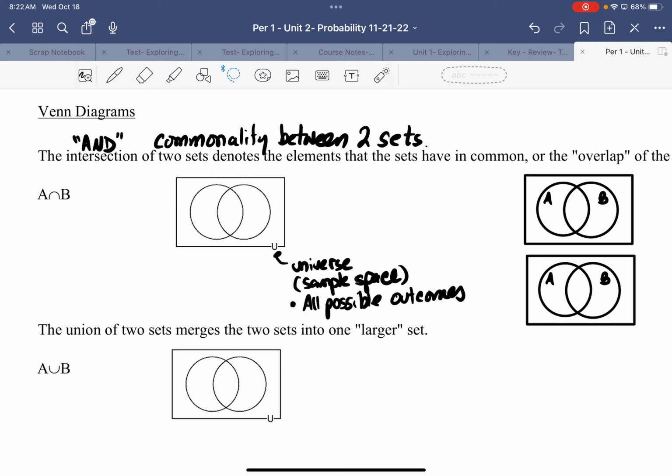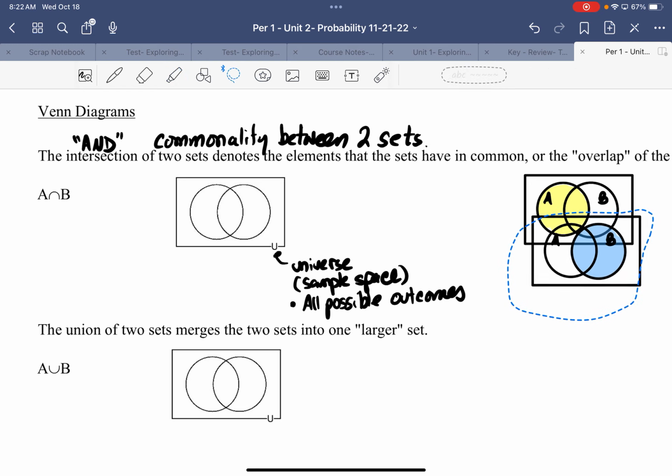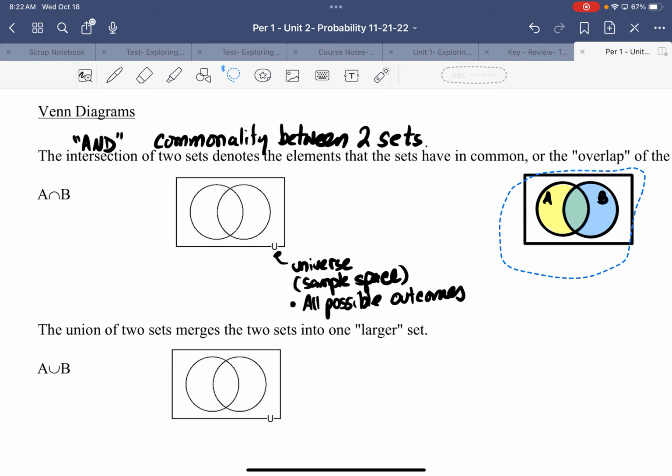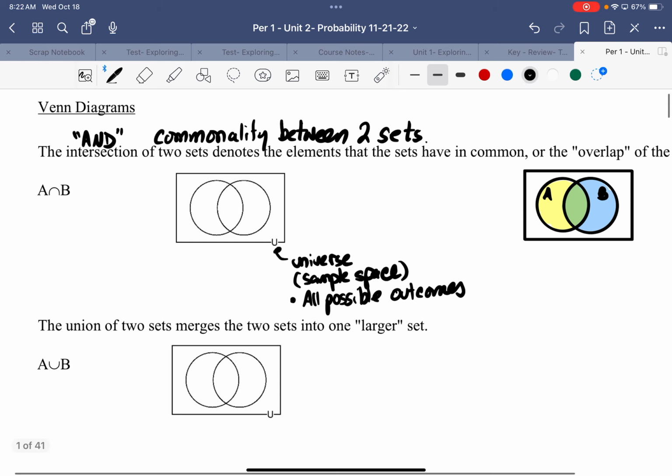All right, so I have two Venn diagrams. When they say the intersection of two sets denotes the elements that the sets have in common, or the overlap, what they're saying is if I take set A and set B, and merge them together, that overlap, yellow and blue make green, that overlap would be the intersection of A and B. So this is A intersect B. That's just this little bit here, which I guess I could shade in green. Get a little light green here.